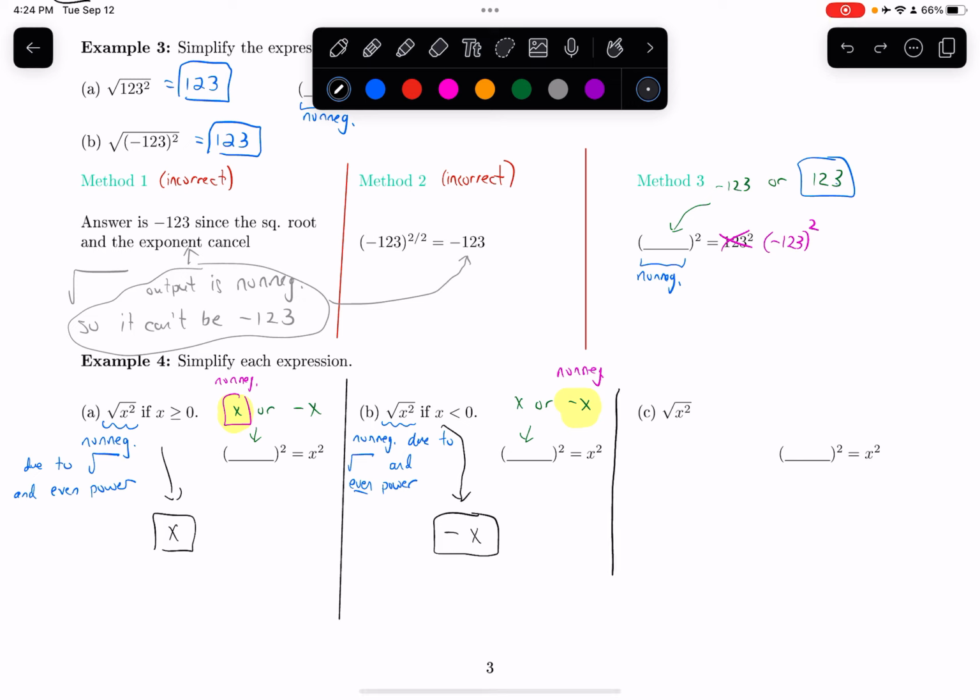Okay, finally, part C. What if there's no condition? What if it's just square root of x squared and there's no condition given? Okay, so again, let's think about it in the same way. What squared equals x to the 2? So it could be x, or it could be -x. Okay, just like before, no matter what gets plugged in for the x, this whole output is going to be non-negative. Non-negative due to the square root. The output of any square root's got to be non-negative, and due to the fact that there's an even power. The two reasons why this output is going to be non-negative.